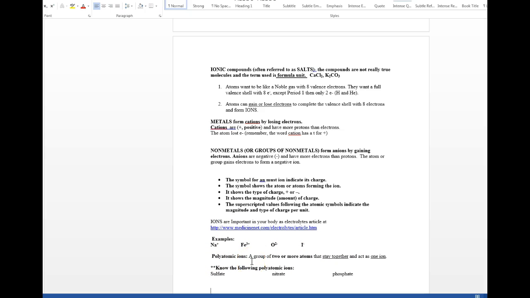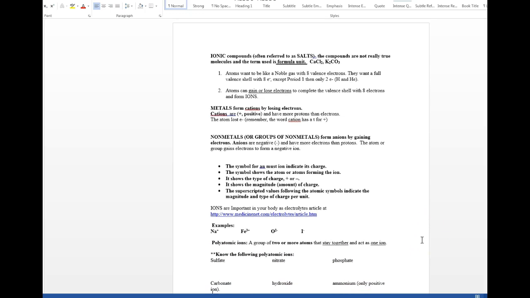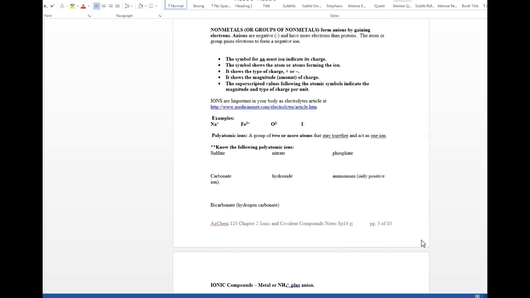Okay, we're going to finish up here pretty quick. Polyatomic ions are a group of 2 or more atoms that stay together and act as one ion. We're going to be working with these quite a bit in soils with fertilizers: sulfates, nitrates, phosphates. Use your polyatomic sheet to write these out for me. So the carbonates, a hydroxide, OH minus. I don't want to tell you them all. You'll find them on the polyatomic ion sheet, and they're all written out for you, and you're going to be able to use these on your quizzes.